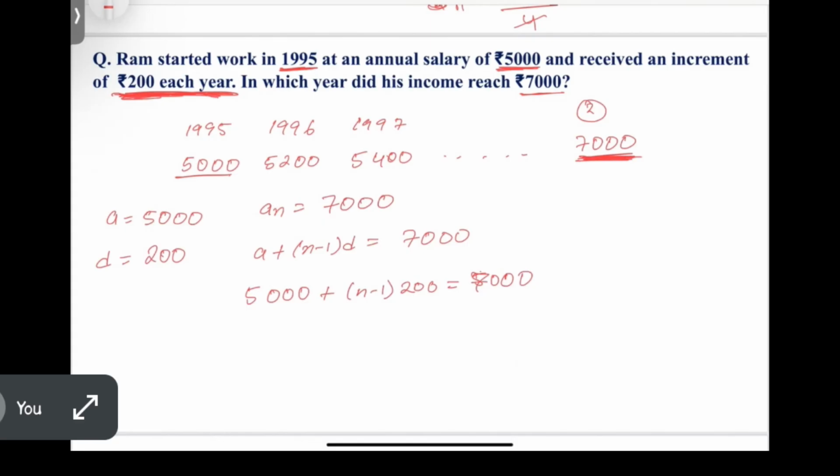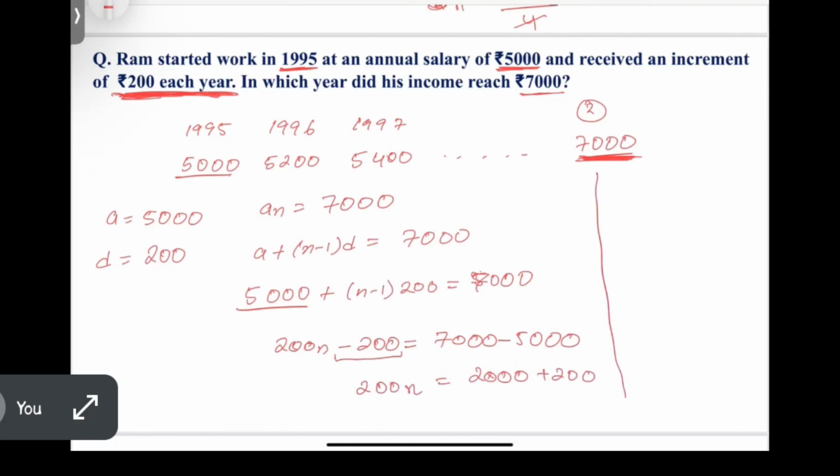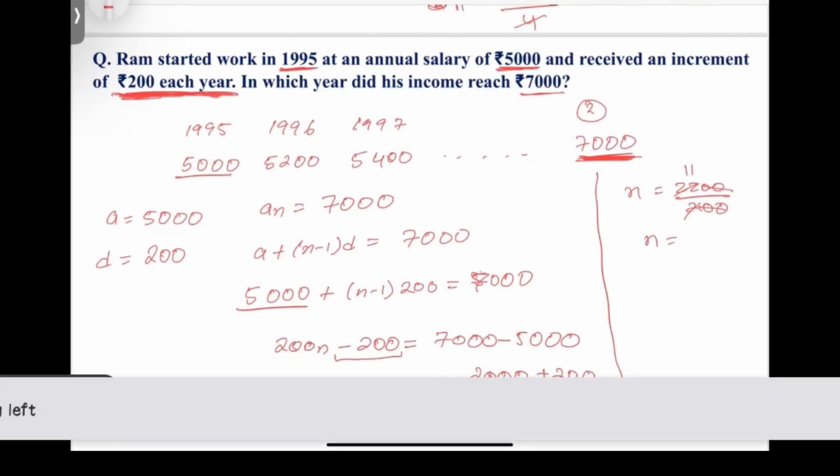So I'll transfer it to the other side. That means 200n minus 200 equal to 7,000 minus 5,000. I'm transferring this one to the other side. It will give me 7,000 minus 5,000, which is nothing but 2,000, and I'll transfer this minus 200 to the other side. It will be plus 200, and what do we have here? 200n. So now 2,000 plus 200 will be 2,200, and n is equal to, if I transfer this 200 to the other side, it will go into the denominator. Zeros cancel, it is 11. So this is 11 here.